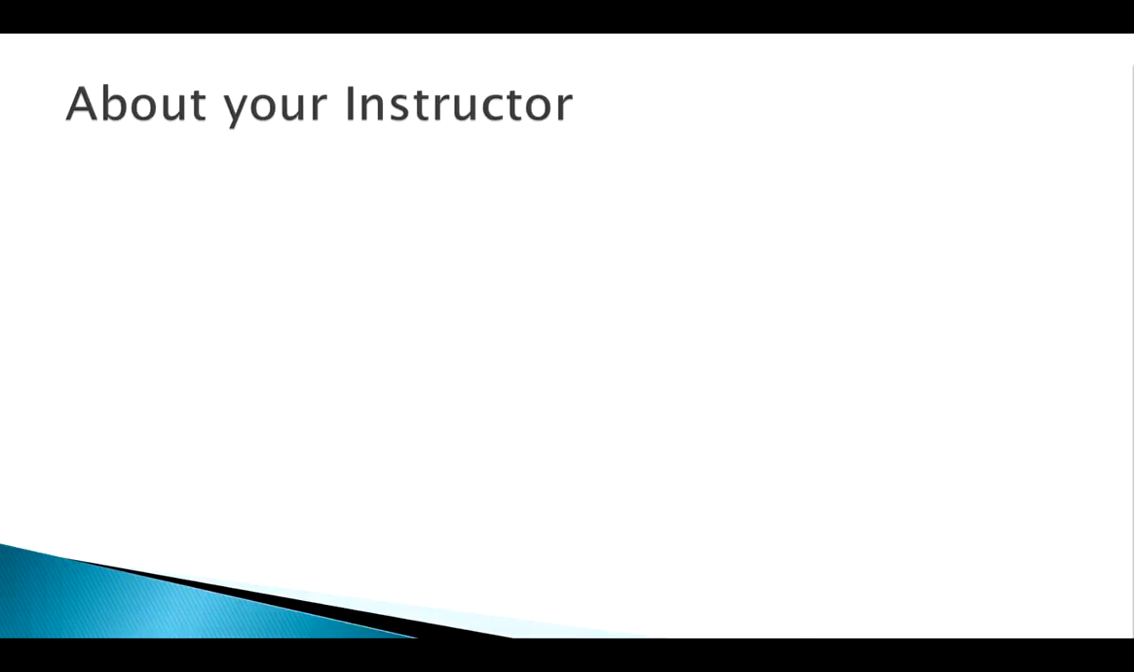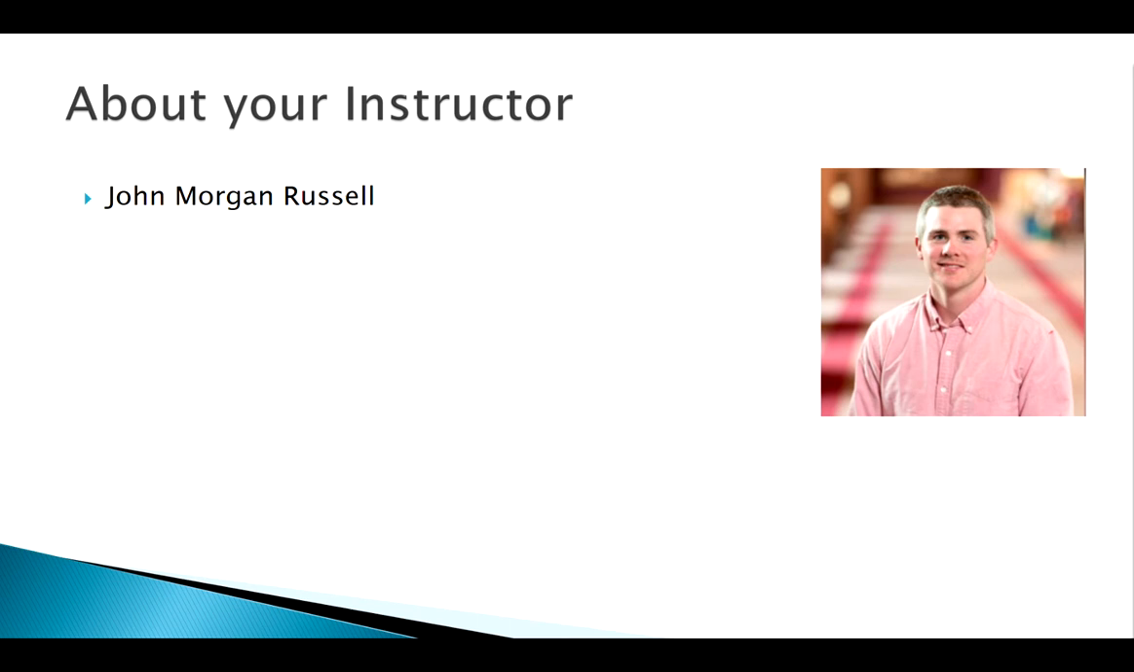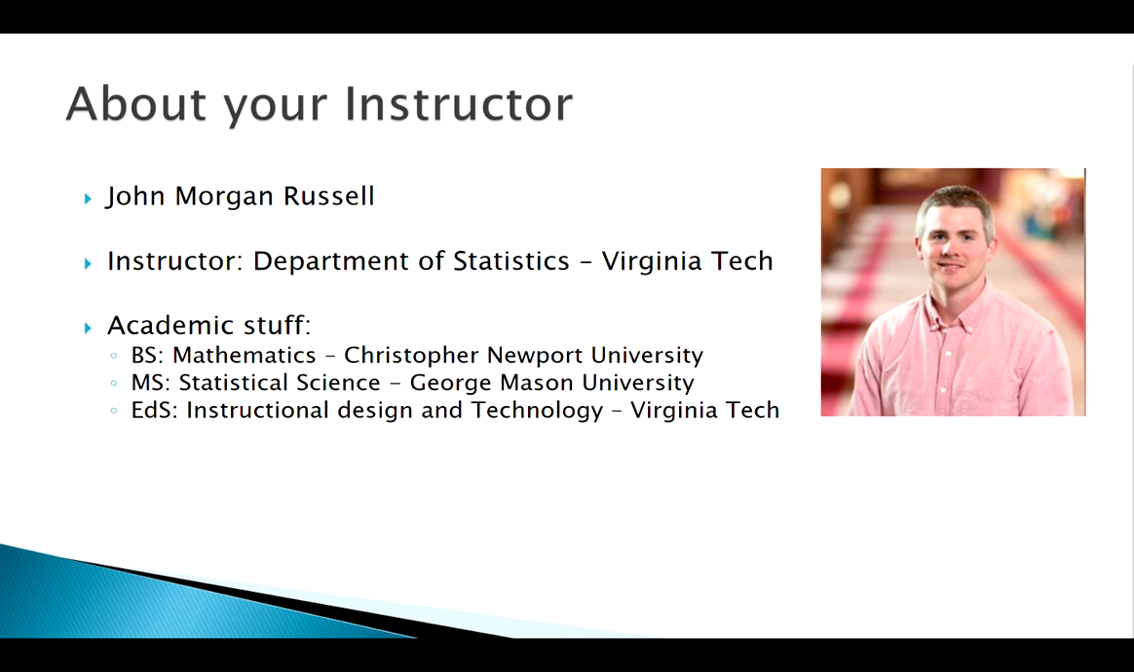First of all, a little bit about me. Now, unfortunately, I don't have the equipment to record a proper introductory video. But this is me, John Morgan Russell. I go by Morgan. And nice little headshot there. I'm currently an instructor in the Department of Statistics at Virginia Tech. I've been to school a lot, been a bunch of different places, and I've worked at a bunch of different places. So between school and work, I've probably been at half the universities in Virginia at this point.